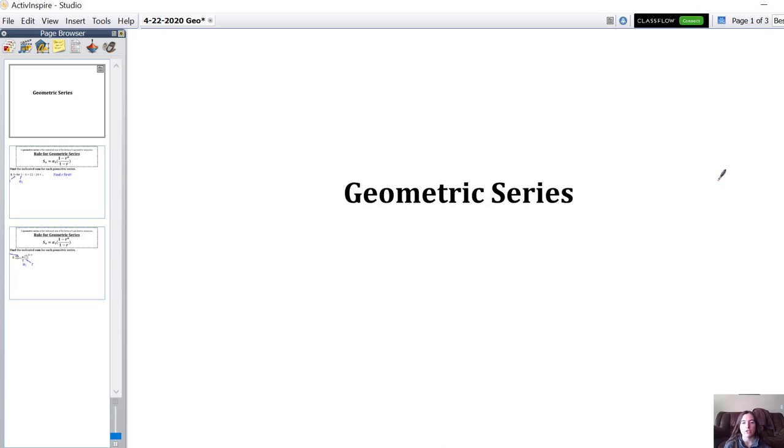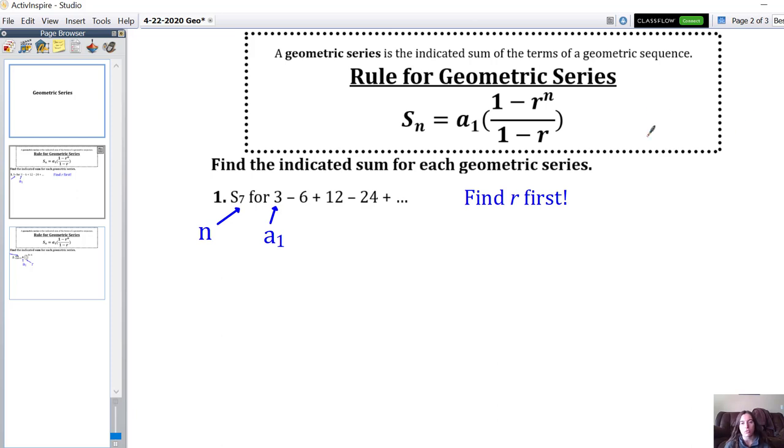Now we're going to be going over a geometric series. Just like with arithmetic series, there is a rule for a geometric series, and that rule says that S sub n, your sum at some value of n, equals a sub 1, your first term, times the quantity 1 minus r to the n over 1 minus r, where r is your ratio.